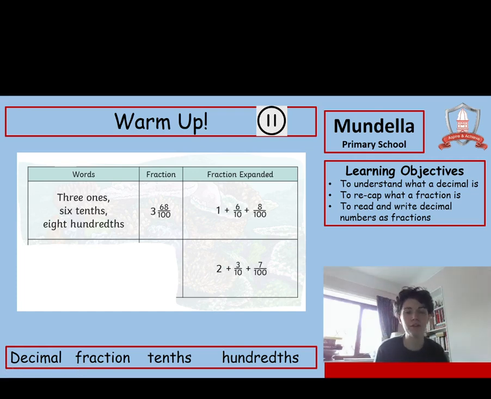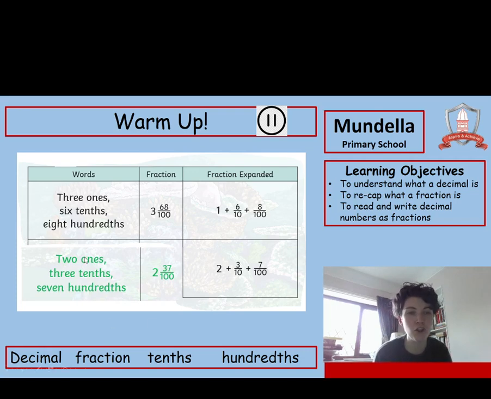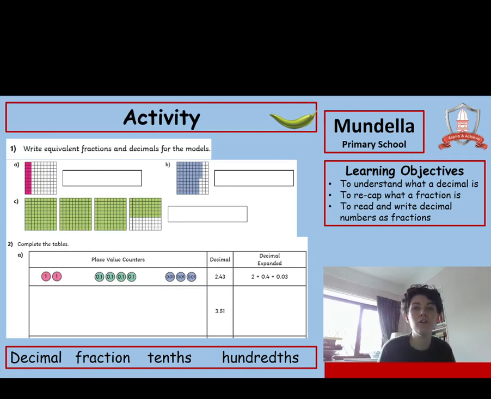Your answers are coming up on the screen now. Well done if you got that correct. Yes, it's 2 ones, 3/10 and 7 hundredths. So this would be 30 over 100. 30 hundredths is the same as 3/10. So it's 2 and 37 over 100. Well done, Year 5. Okay, green chili pepper challenge.